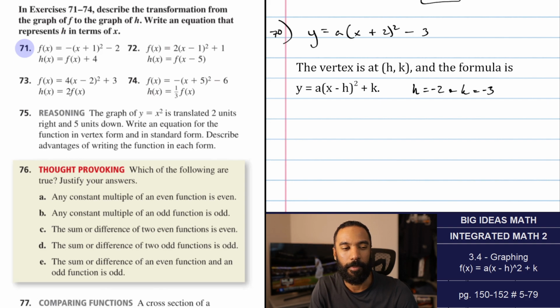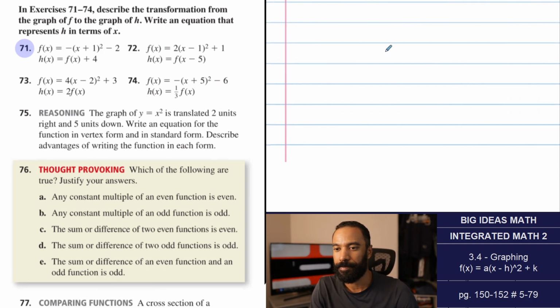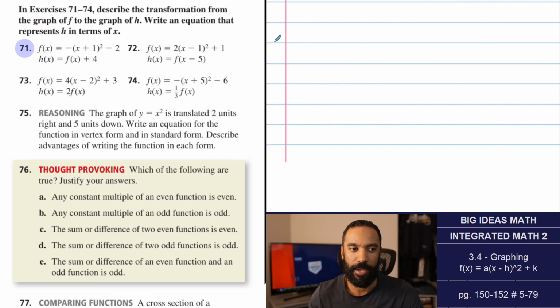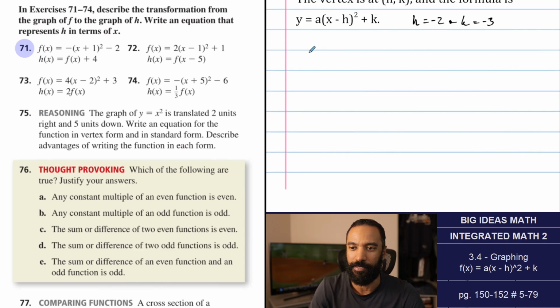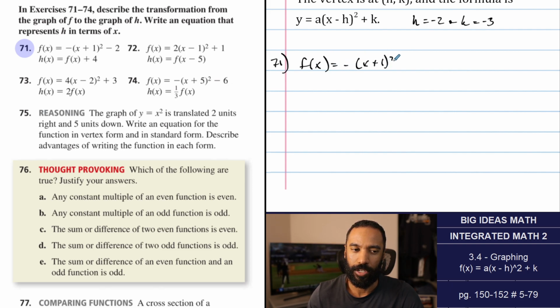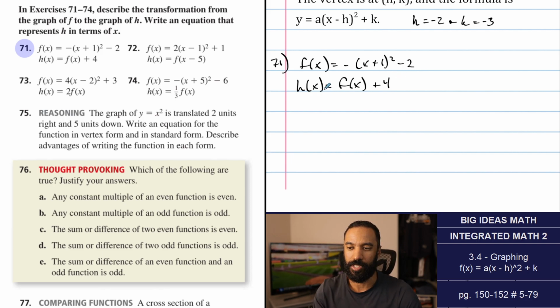No, 9 more problems. In exercises 71 to 74, describe the transformation from the graph of f to the graph of h. Write an equation of h in terms of x. Now, I did some of this before. f of x is negative (x plus 1) squared minus 2. h of x is f of x plus 4. Before, I did it in terms of x myself, just to graph them, so I'm going to do the same thing here.